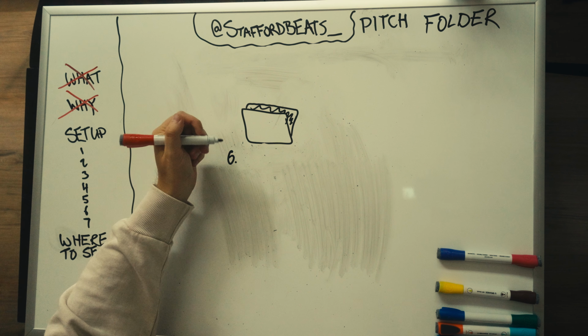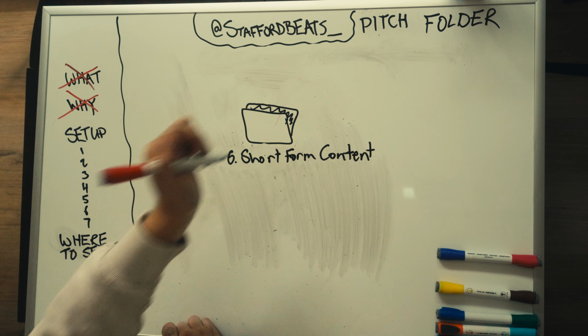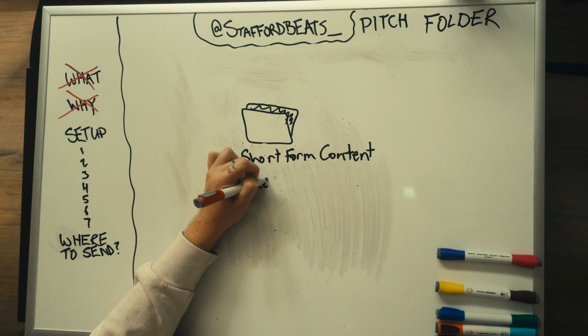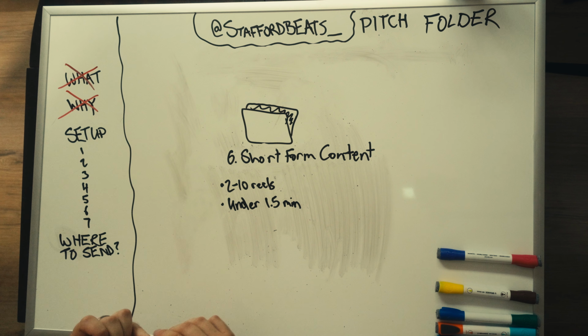All right, so for the 6th folder, you're gonna add short form content. In this, you really only wanna add anywhere from like 2 to 10 reels. All of these are gonna be under a minute and a half. Now, you don't need to add too many, but just make sure they look nice. Having some great pieces of short form content is gonna give the person with the opportunity a better understanding of the visuals you typically lean towards, and sometimes it can even get you posted on major pages. It's all about making sure you have as many doors open as possible.